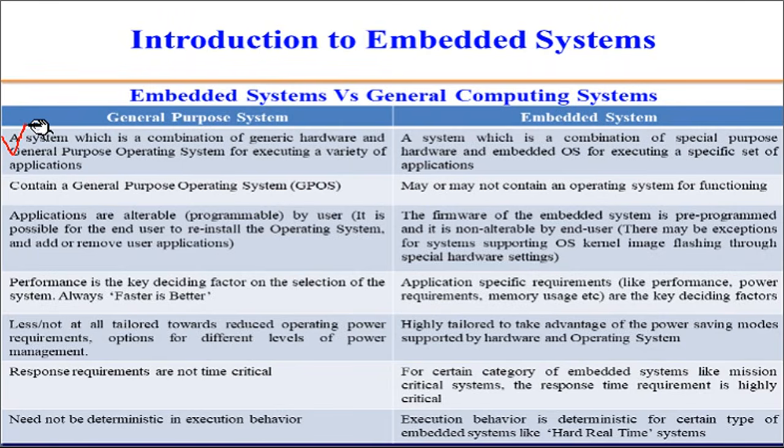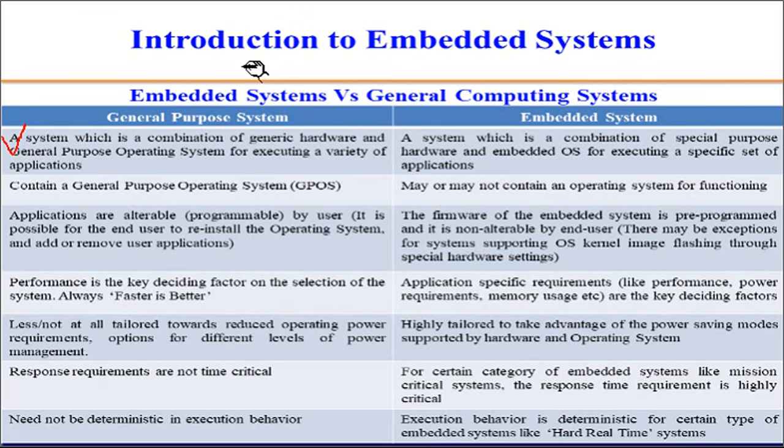The first difference for the general purpose system: a general purpose system is a combination of generic hardware and a general purpose operating system for executing a variety of applications. So you can consider a desktop or laptop as an example of a general purpose system, where we can do different things like writing a document, drawing a picture using Paint, recording some videos, and doing some editing work. All that can be done. It performs a variety of tasks, so we say it is a general purpose system.